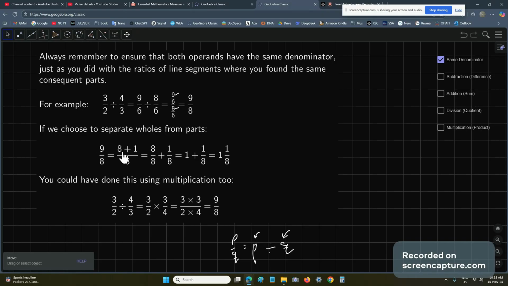Okay, and if we choose to separate wholes from parts, this is another way we can simplify 9/8. We can say it's the same as 8 plus 1/8, because it's still measure. This works according to the simple properties of ratios of line segments, and that becomes 8/8 plus 1/8, which is the same as 1 plus 1/8, which can also be written as 1 and 1/8. So remember, 1 plus 1/8 is just a different representation of this measure. It's not a mixed fraction.